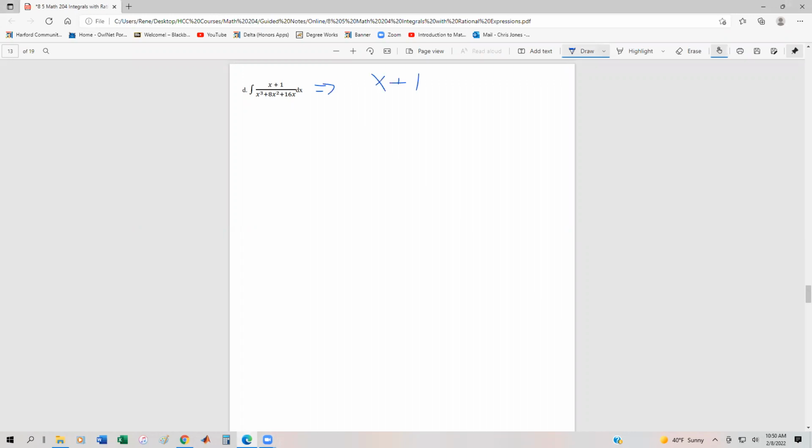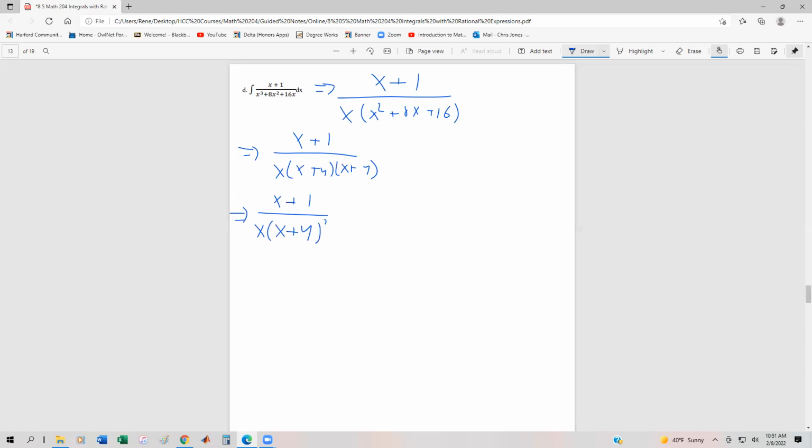So we're going to get x plus 1. We're going to factor out a GCF of x. That's going to leave us with x squared plus 8x plus 16. The second factorization is we can write this as x plus 1 over x times (x plus 4)(x plus 4). And then finally, we could rewrite this as x plus 1 over x times the quantity x plus 4 squared.